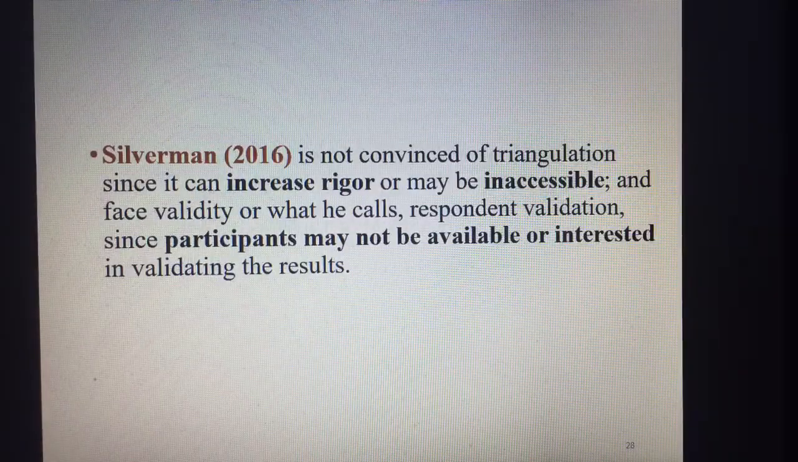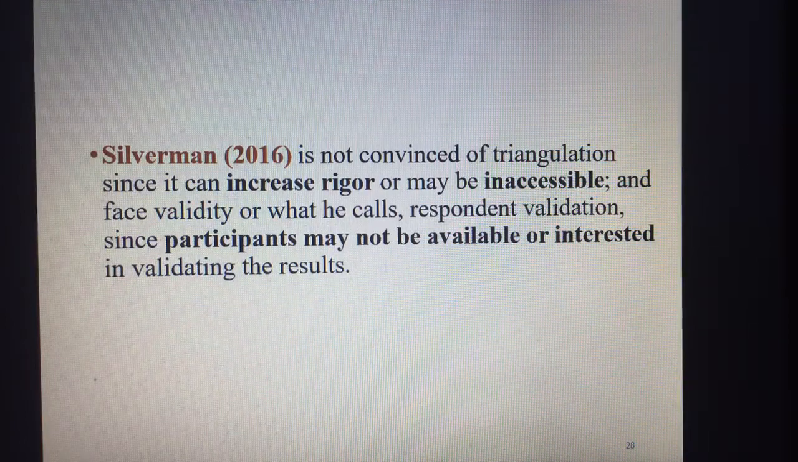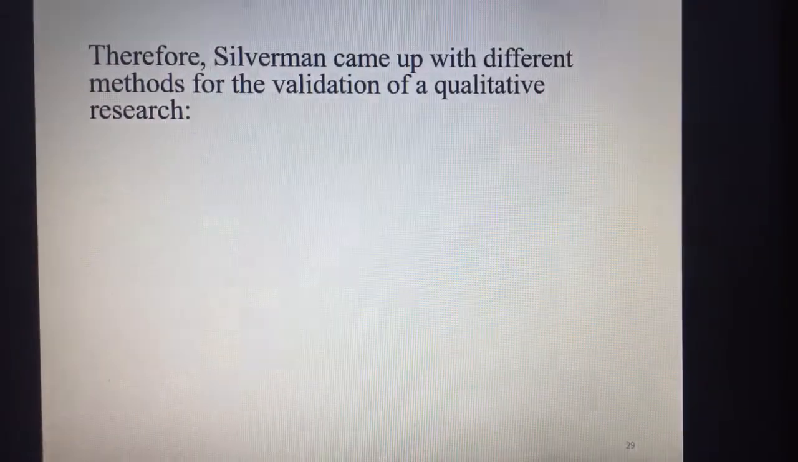Silverman in 2016 is not convinced that triangulation, since it can include or increase rigor, may be inaccessible, and face validity, or what he calls respondent validity, since participants may not be available or interested in validating these results. They're not interested to see if the results are true or not, and they may not even be available to do that, because of the face validity, to see if that's true or not. So it's a problem.